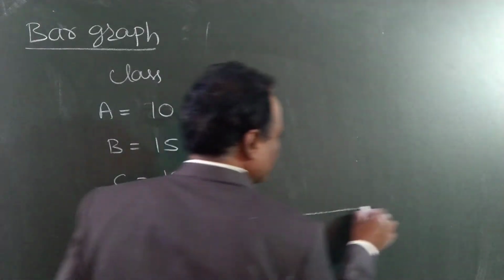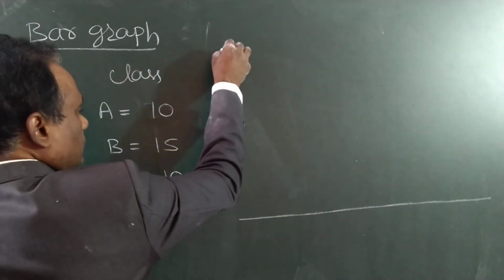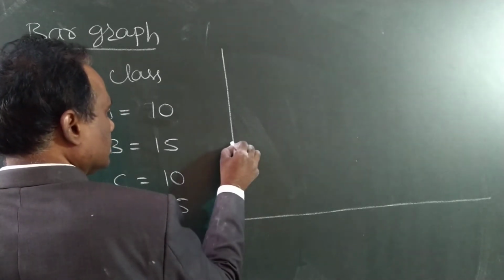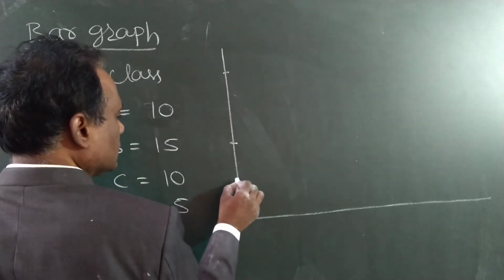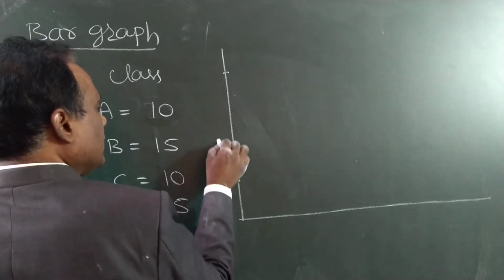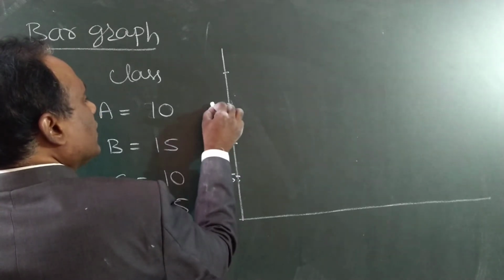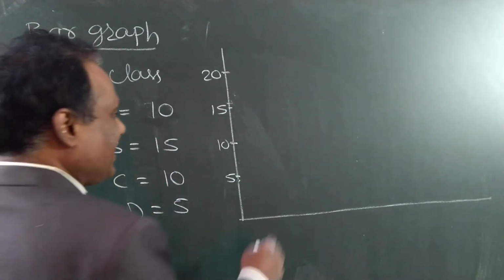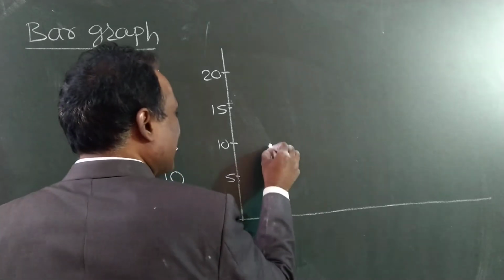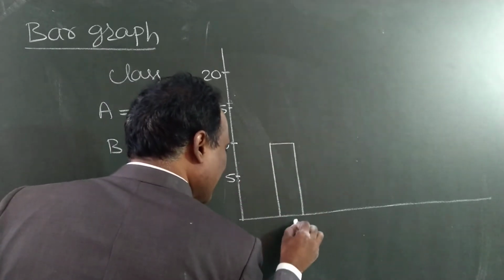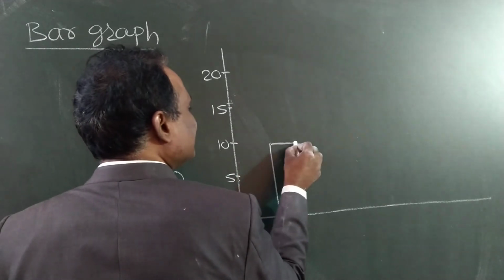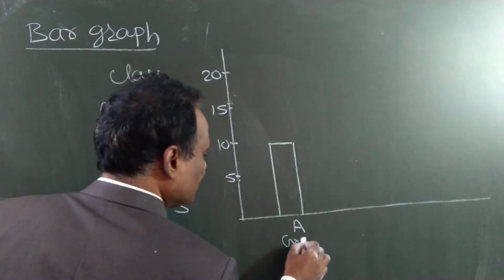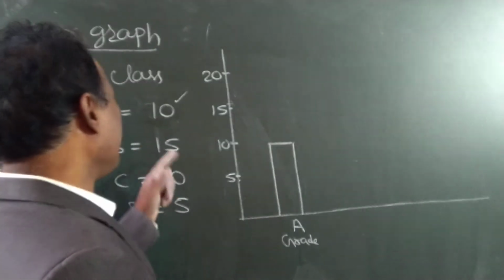Suppose I represent it like this, see here. I will take the numbers here: 5, 10, say 15, 20. See here, A grade 10. I will start a rectangular diagram like this. A grade goes up to what? 10. A grade. The next rectangle for B grade goes up to 15.